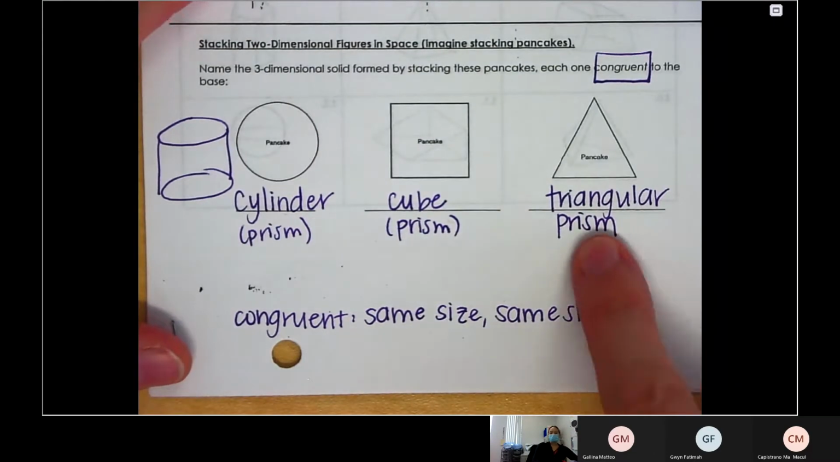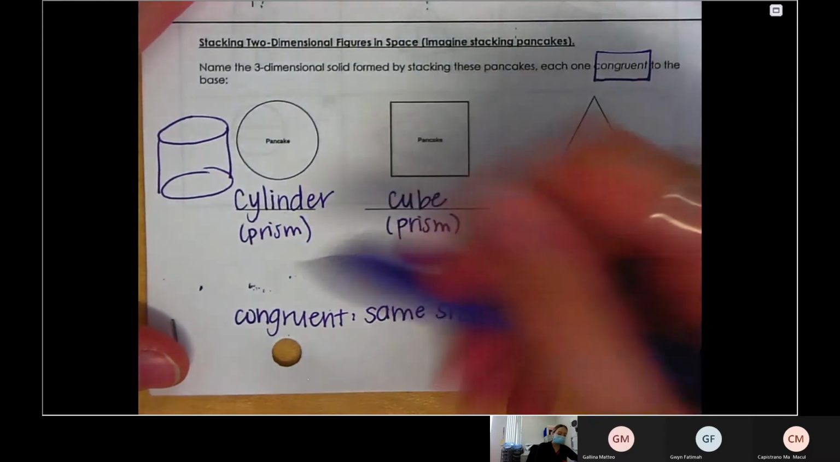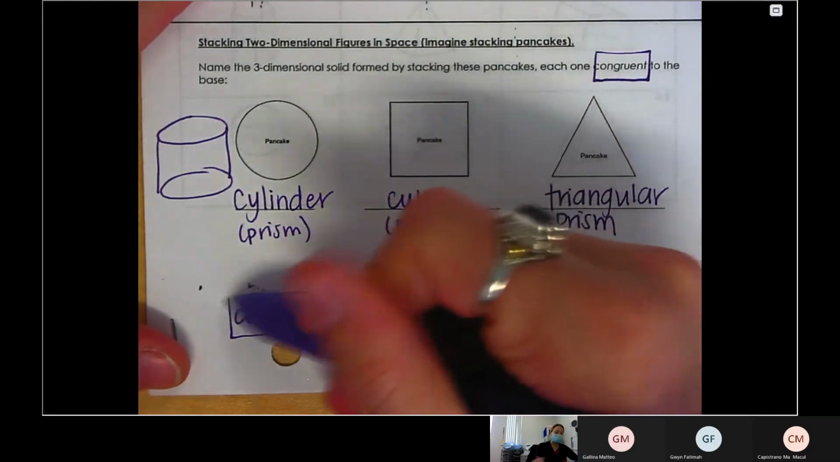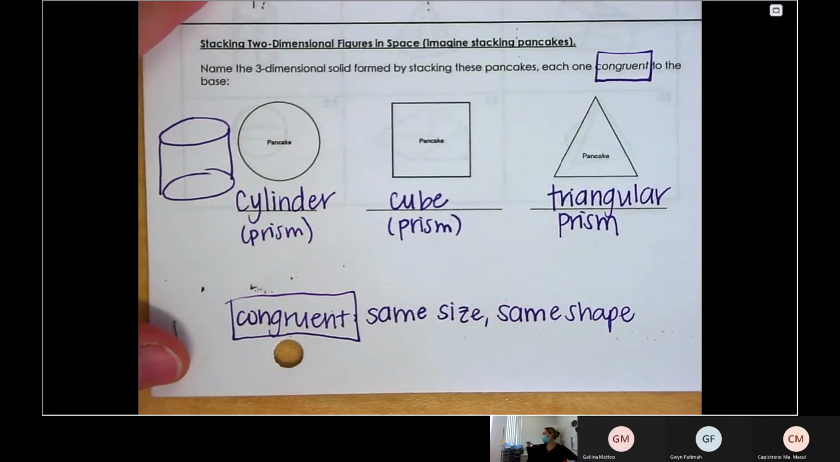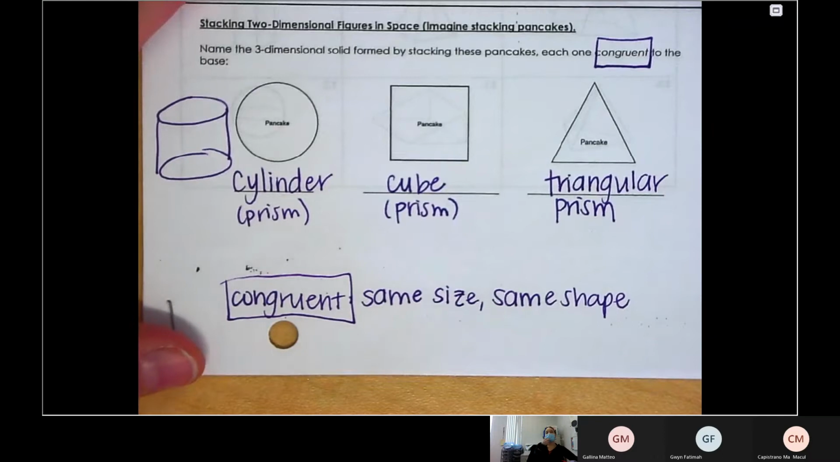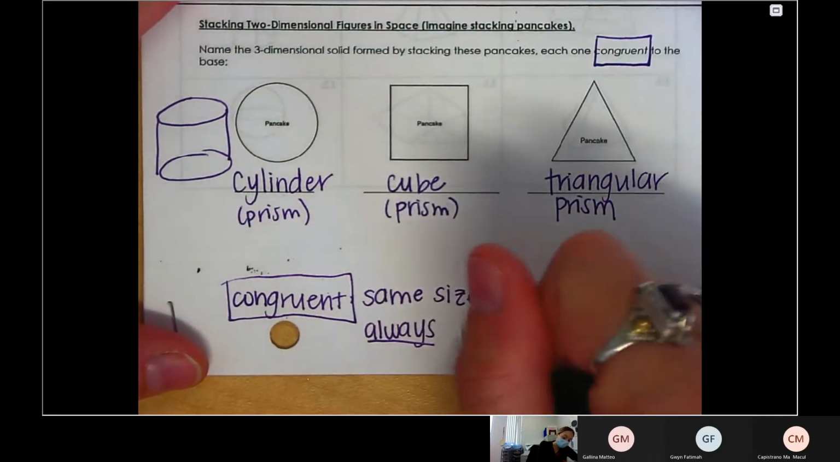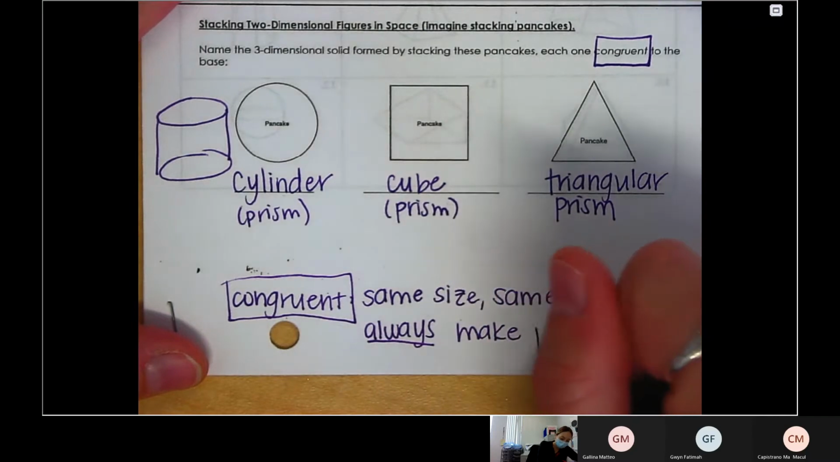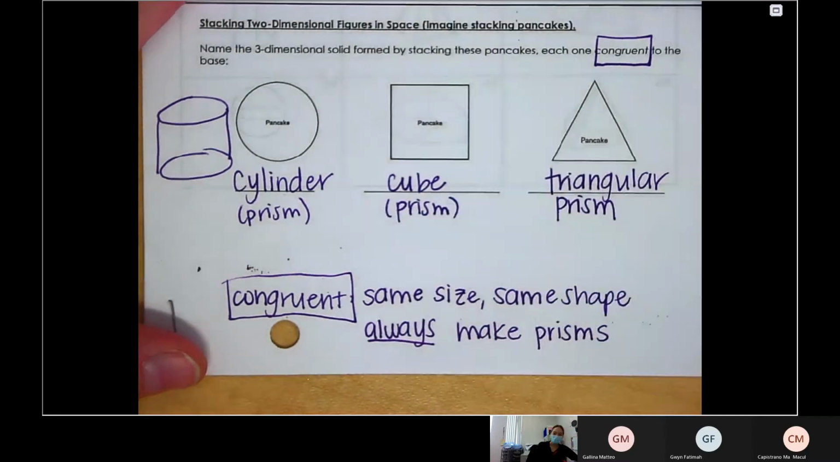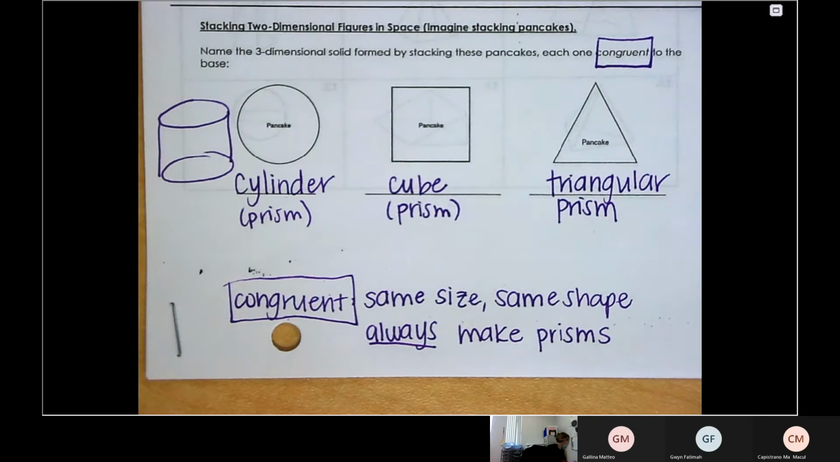Again, it's a prism. So when you stack congruent shapes, you will always make a prism. Always, always, always. So if you see the word congruent, you should be thinking about prisms. The question just becomes, what kind of prism? All right, questions so far?